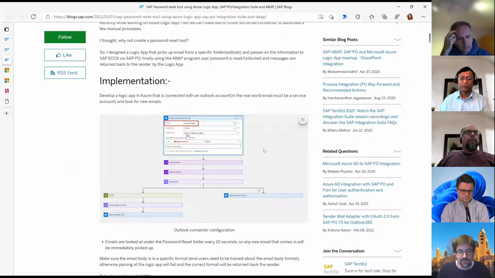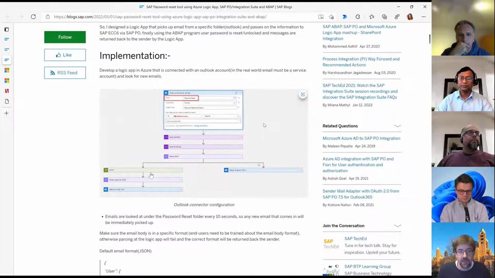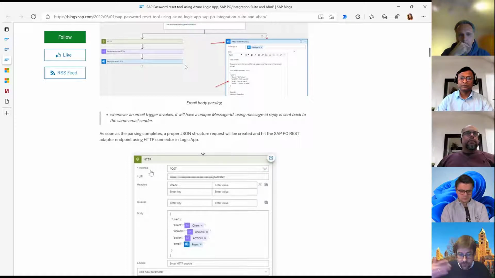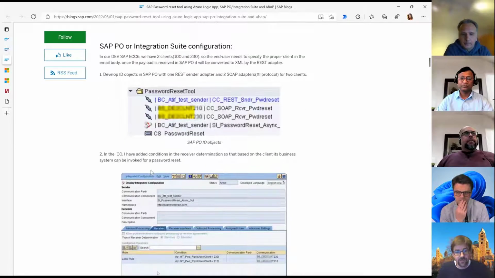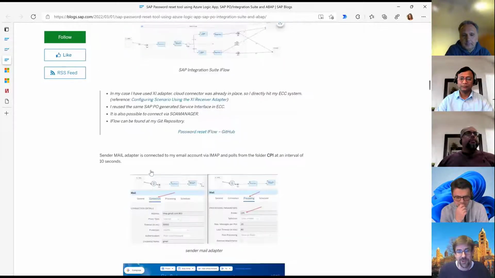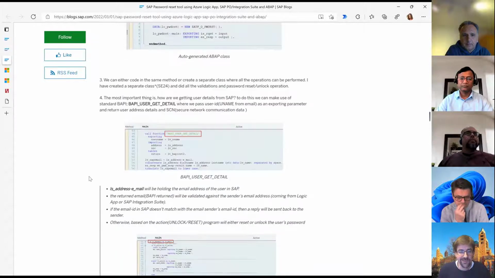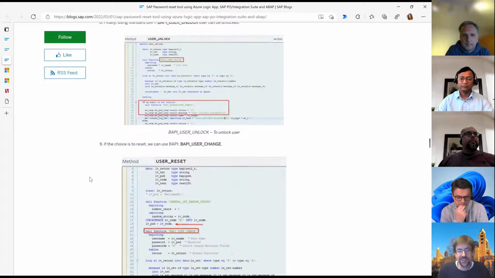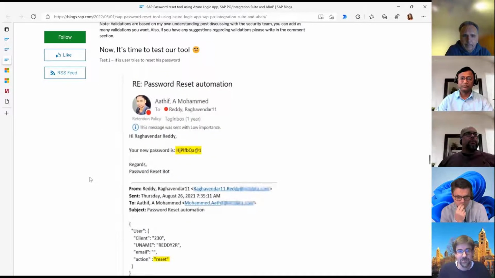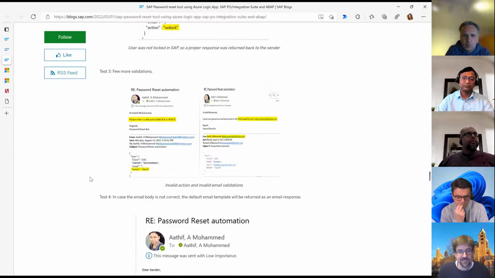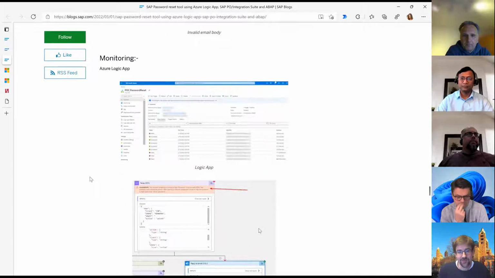He outlines the steps that he did with this low-code approach, where he simply created a flow using the HTTP connector to connect to the BTP integration service, and then used this flow to connect to the ABAP system, the SAP backend system, and do the password reset. It's a really nice implementation of Logic Apps, a really nice usage scenario that shows the flexibility of what you can do with them.